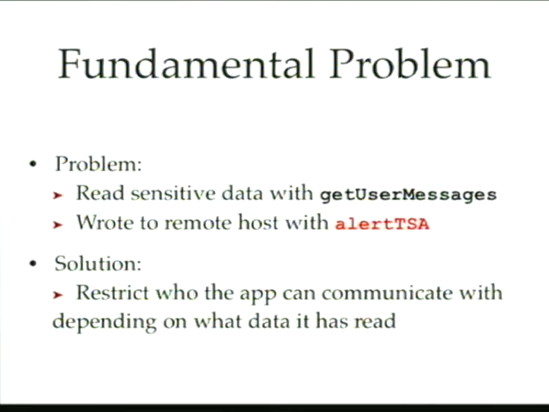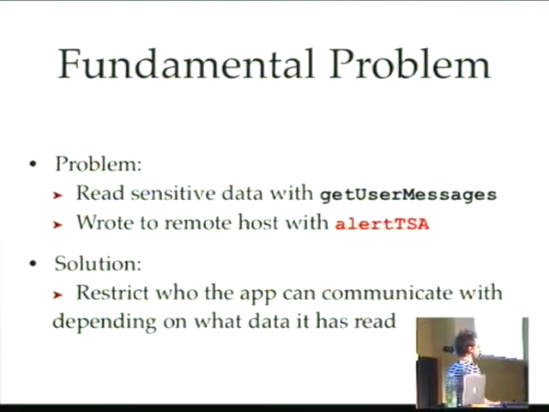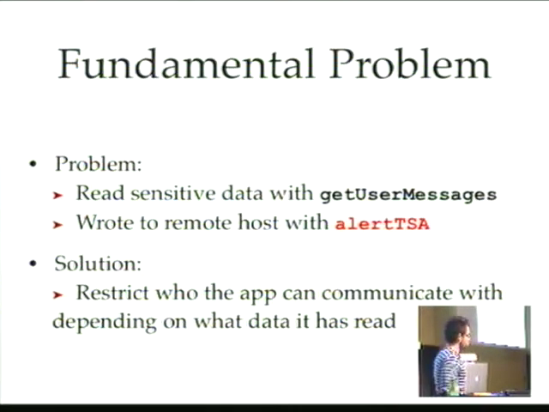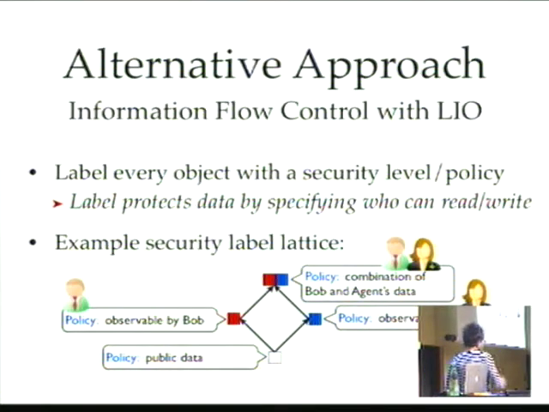So the question is, what is the actual problem? Should we just not allow this application to access your data? Or should we just prevent it from talking to the TSA? The answer is no, we should allow it to do both, just not one after the other. So in other words, the more general thing we want to do is limit who an application can talk to once it's read sensitive data. And this is exactly what information flow control does.